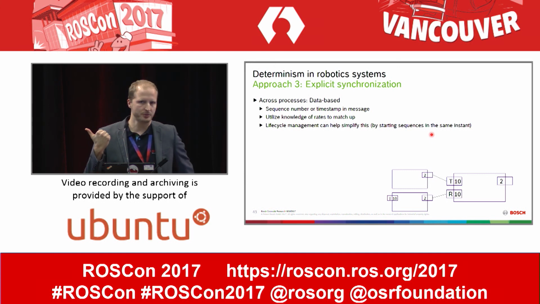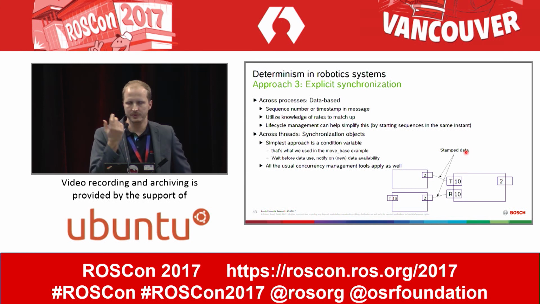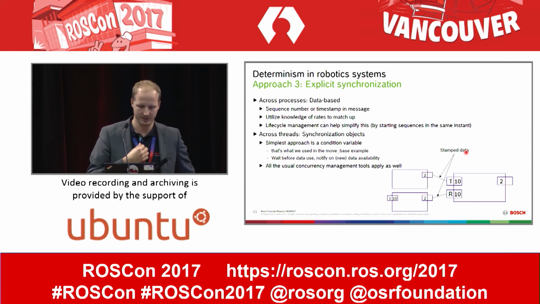And there's the ROS2 lifecycle, which we also backported to ROS1, that can help you. And this is just visualizing it. So that means you have to have stamped data here. And if you work across threads, you can use synchronization objects in the same process, which is what we did in the move pace. We just put a condition variable. And of course, the usual concurrency management stuff.